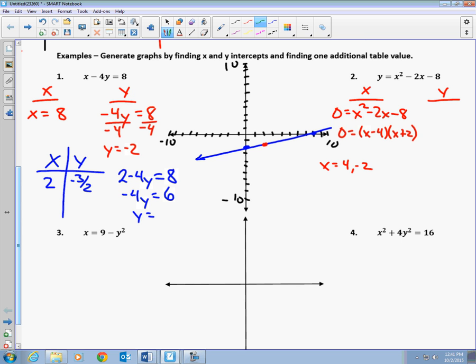Plug in 0 for x. What do you get? Isn't that nice? You got negative 8. You got a positive 4. You got a negative 2. Looks like the graph maybe does something like that.